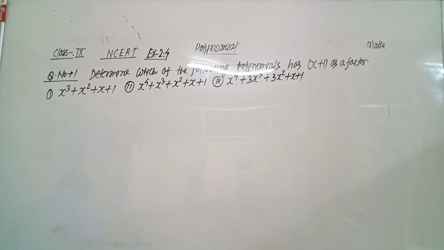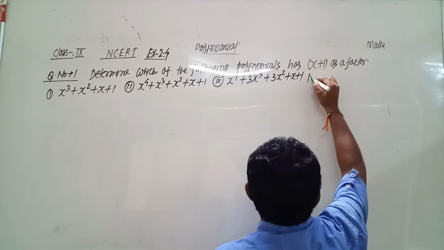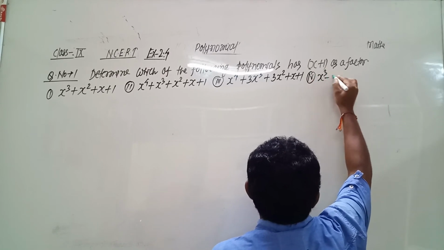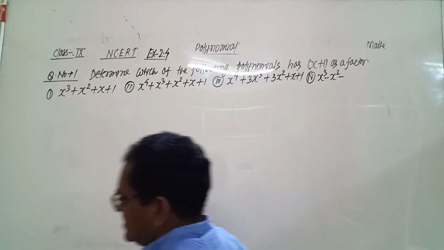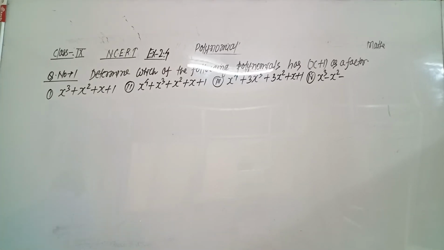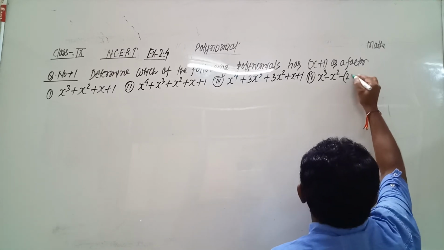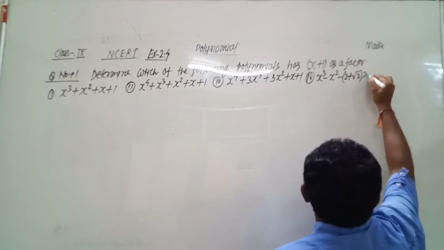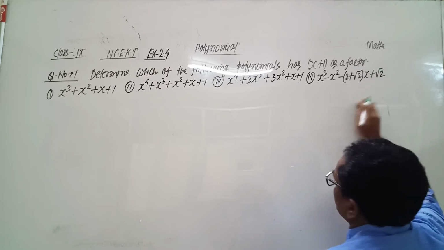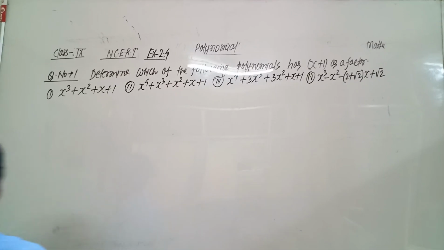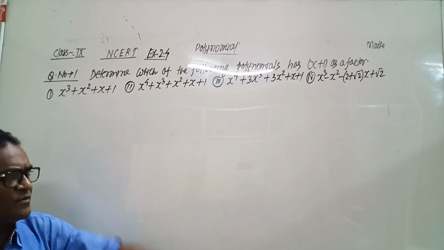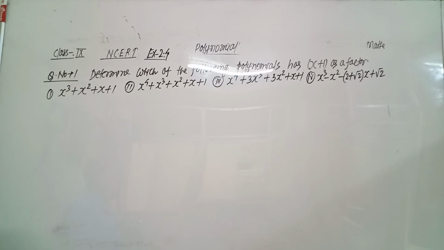And the fourth part is x cube minus x square minus (2 plus root 2)x plus root 2. So we have to find which of the given 4 polynomials has x plus 1 as a factor.